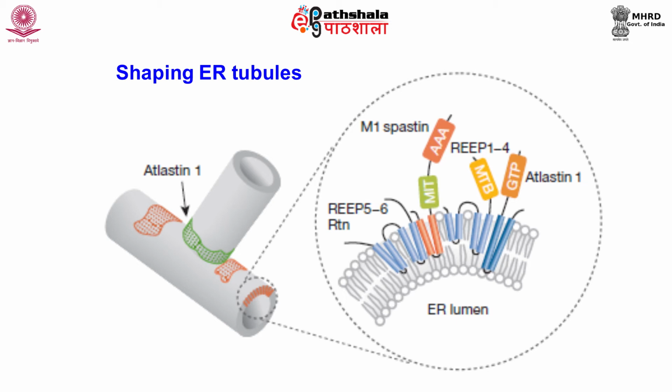Along with reticulons, members of the DP1 or YOP1 or REEP5-6 and REEP1 to 4 family also act as tubule promoting factors. These are ER resident proteins. They are present in tubules and also at the edges of sheets.